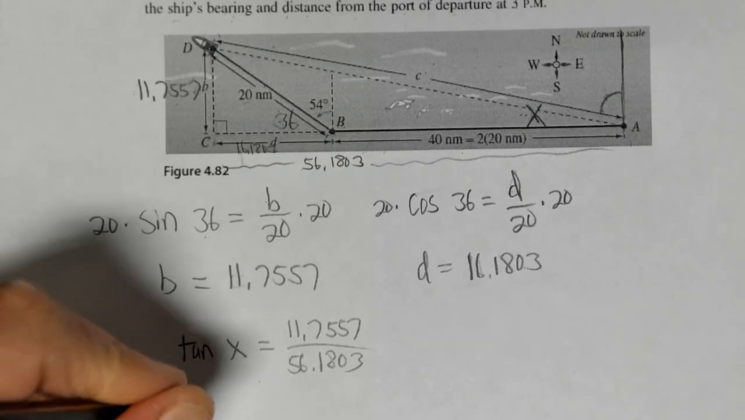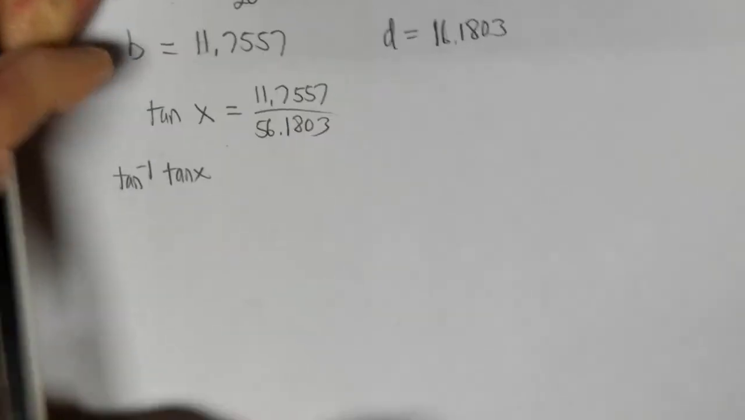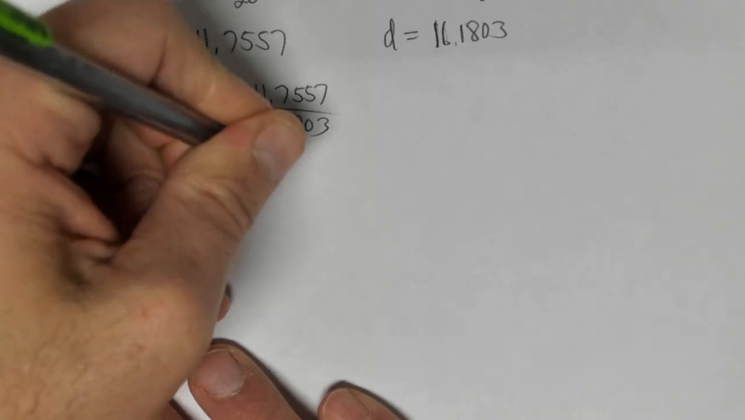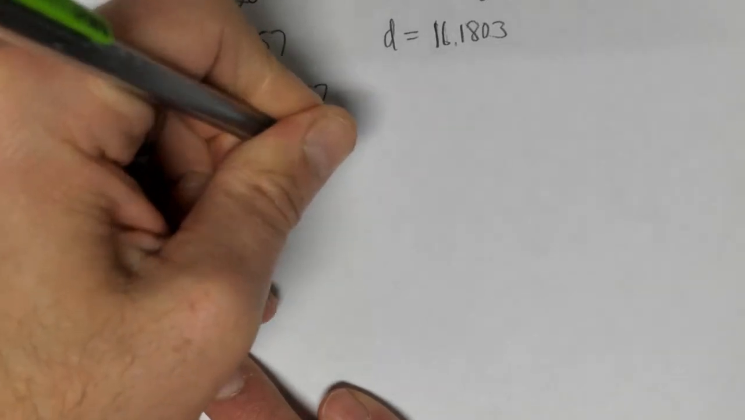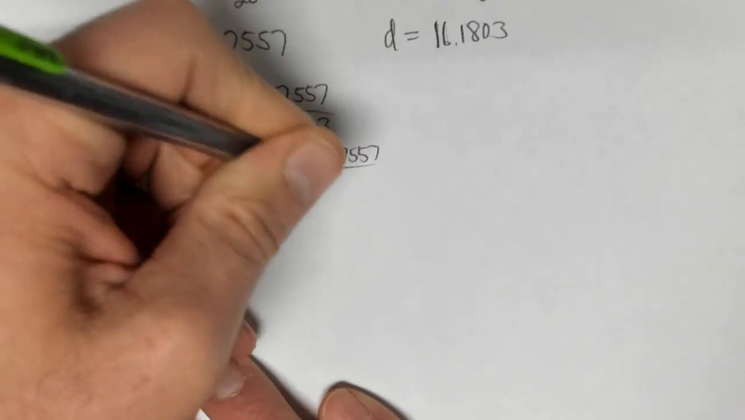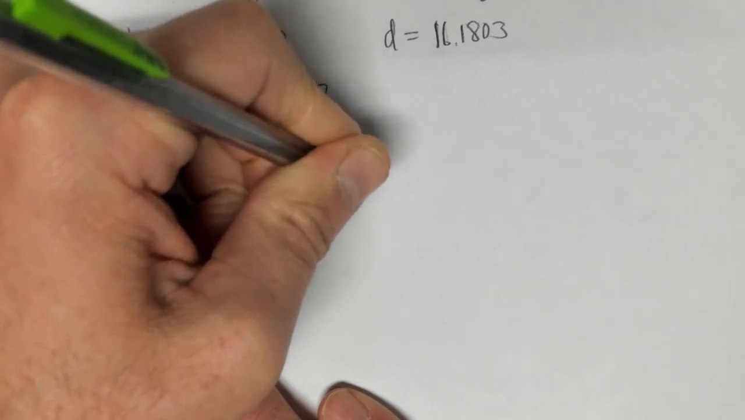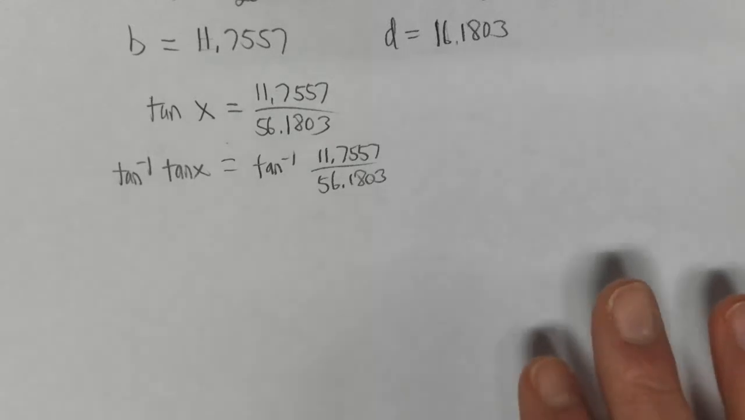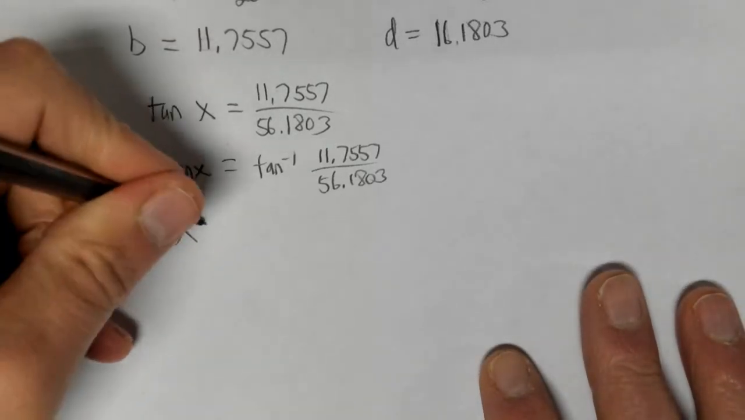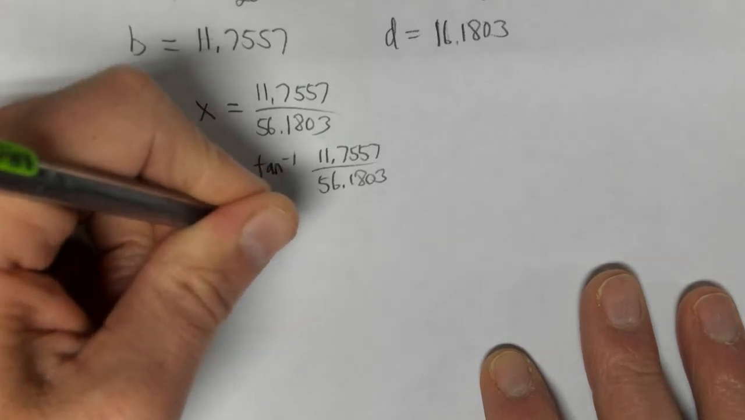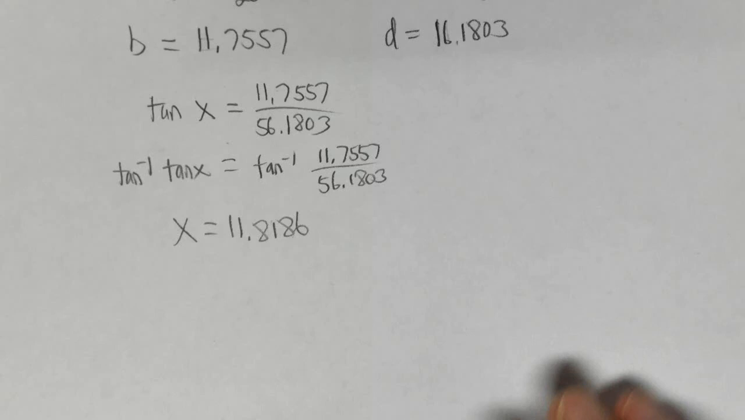We can do the inverse tangent of both sides here. The inverse tangent of the tangent of x equals the inverse tangent of 11.7557 over 56.1803. Now we do the inverse tangent of both sides, and we'll get x is equal to 11.8186.